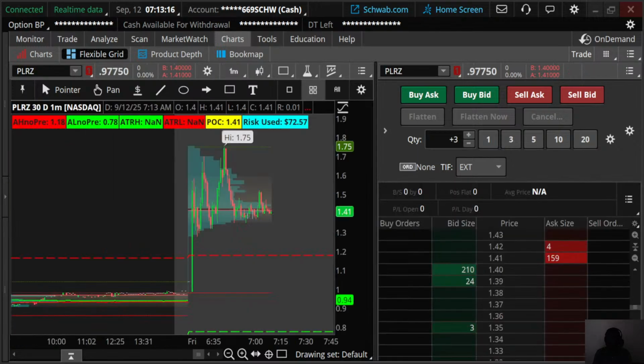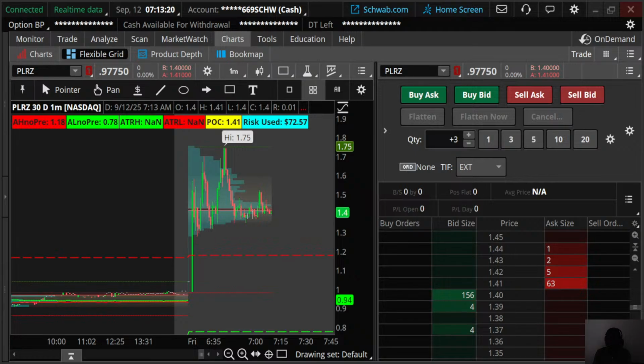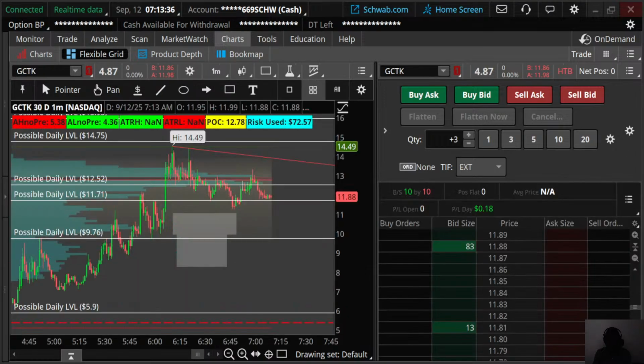Let's see. PLRZ. I don't even know how it's getting this much volume not moving anywhere. That's crazy. Like 25 million shares, and it's like, what is this, 142 down to 140? So like 2 cents in here. That's crazy.